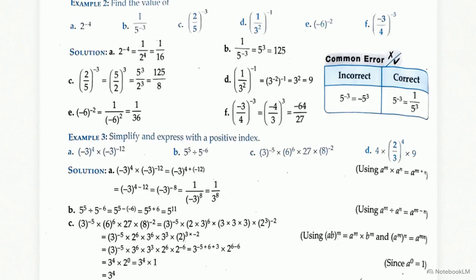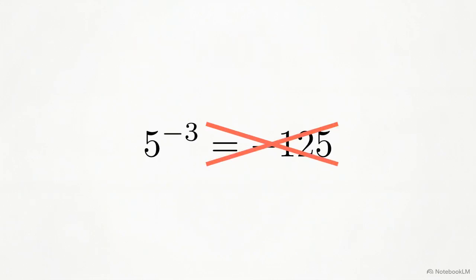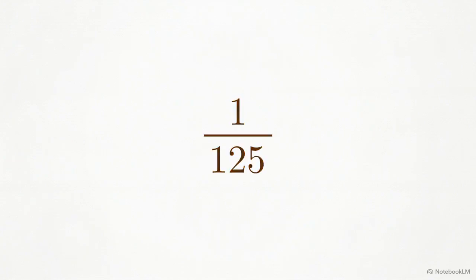The textbook's blue common error table points out the second major friction point. Assuming a negative exponent creates a negative number. A negative exponent actually indicates a multiplicative inverse. 5 to the negative 3rd power does not mean negative 125. It flips the base into a fraction, becoming 1 over 5 cubed, which resolves to 1 over 125.